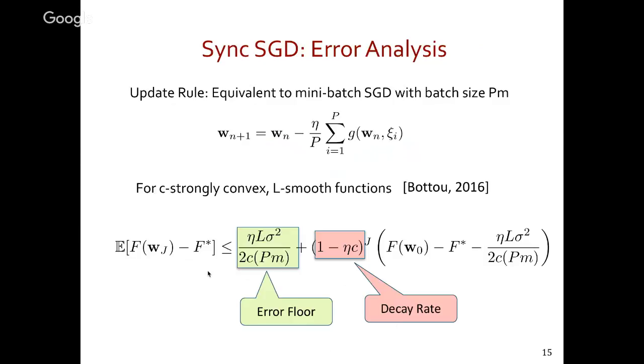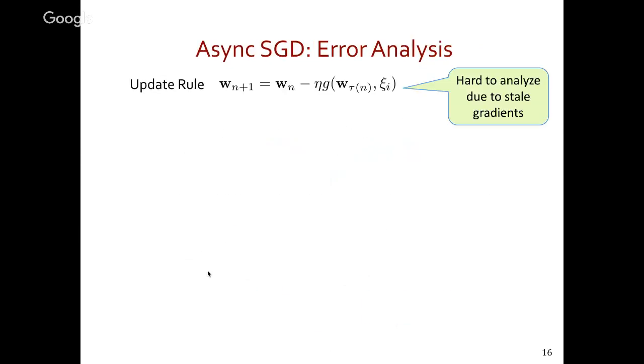Now this was synchronous SGD. It was just a simple extension. Now let's think about asynchronous SGD. In asynchronous SGD, the update rule is different. It's given by this quantity where you have tau n, which is a random variable. This is the gradient staleness term. And because of this gradient staleness, asynchronous SGD is actually very hard to analyze. There's not been much work on it.